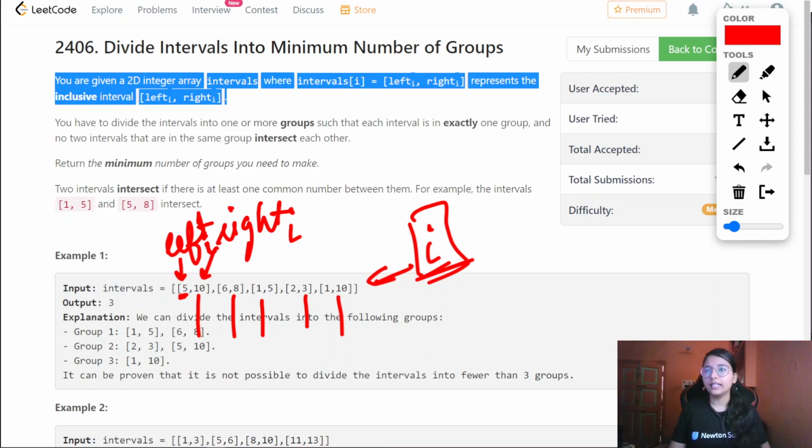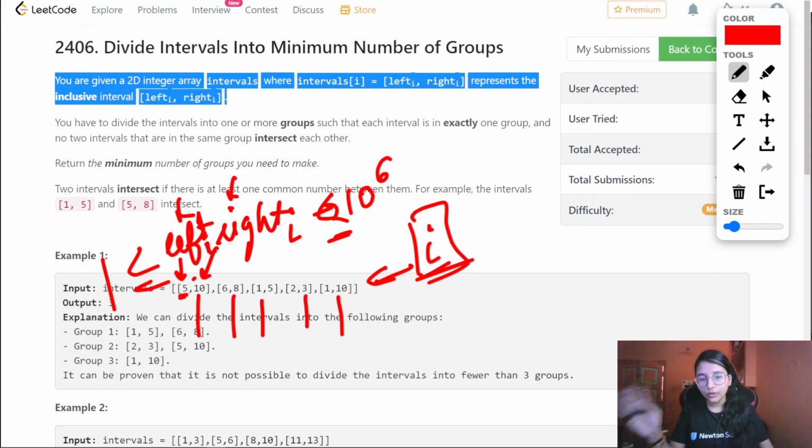Now comes the next part, where they say that this could be up to 10 raised to power 6 and this could be minimum 1, means equal to is also there. And these left of I and right of I are inclusive in nature, means in that interval both of them would be included also. So this was about this.